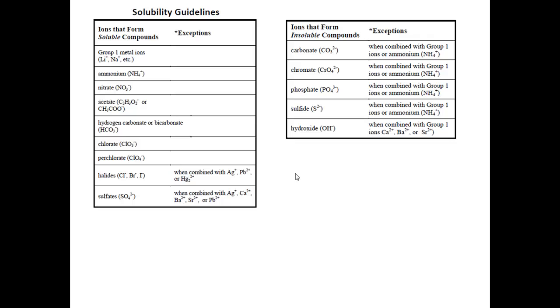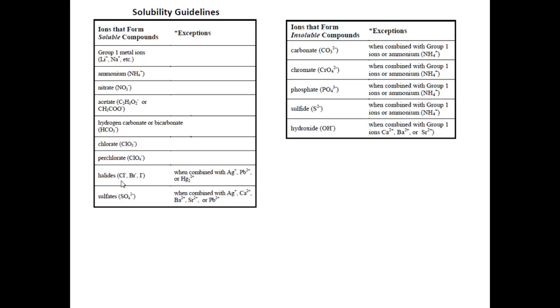Okay, so here are these solubility guidelines. Basically, these group 1 metals like lithium, sodium, potassium, etc., all the metals that are in the very first column of the periodic table, they're always going to be soluble. So when you put those into a polar solvent like water, they're going to dissolve. There's no exceptions. Same with ammonium, nitrate, acetate, hydrogen carbonate, chlorate, perchlorate. Those are always going to be soluble no matter what.